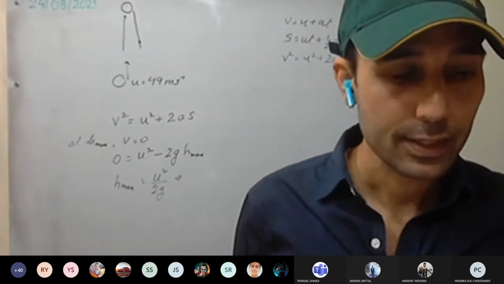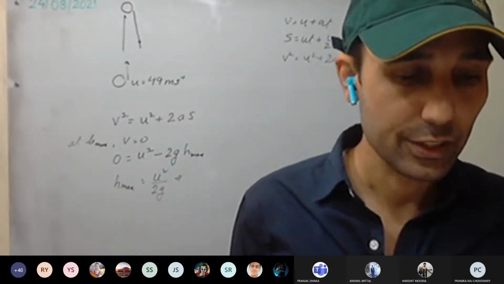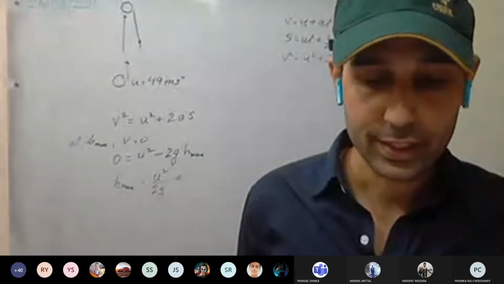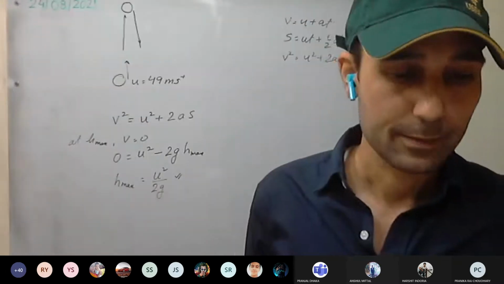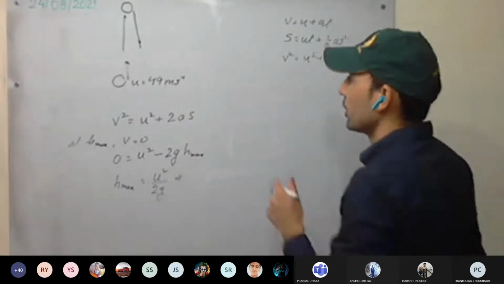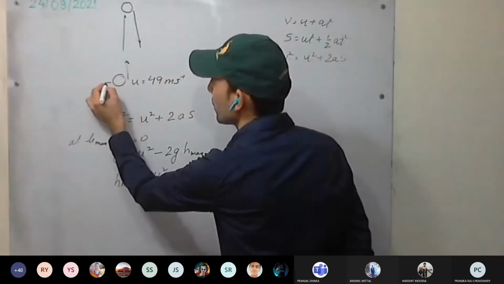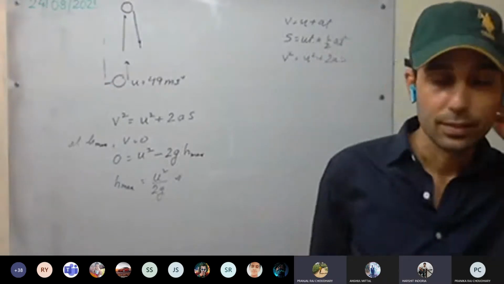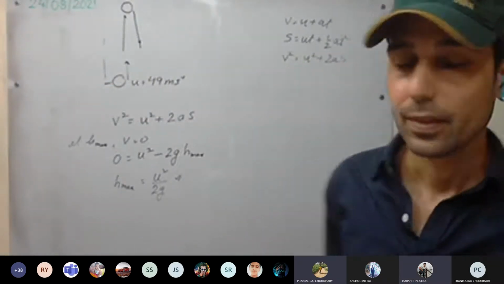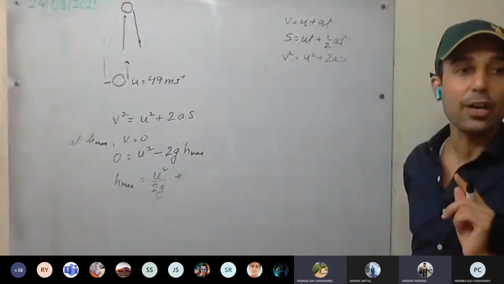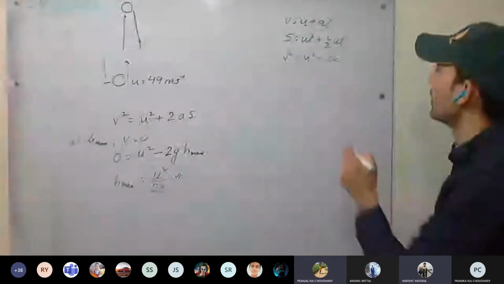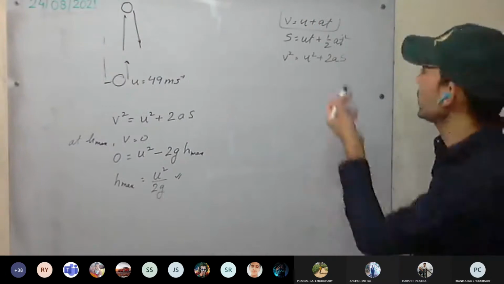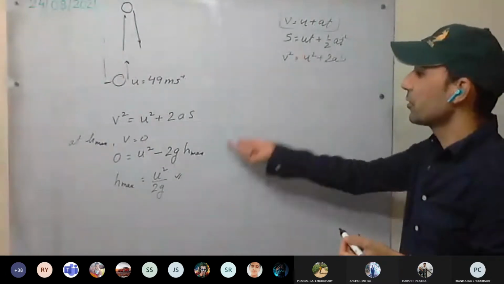Now the second one, the time taken by it before it reaches the ground. How are you going to calculate? So the body starts from here. We can use the first formula, v equal to u plus at, and then we will get the time. You can use any of them. We'll see which one we'll prefer.